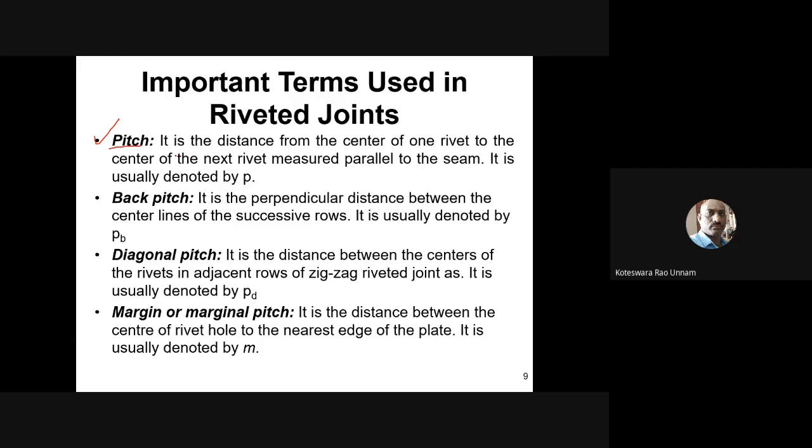The pitch is the distance from the center of one rivet to the center of the next rivet, measured parallel to the seam. So what does parallel to the seam mean here? It is usually denoted by p.